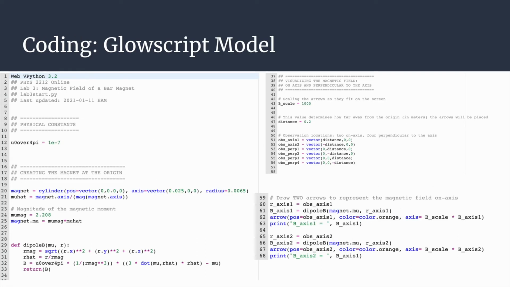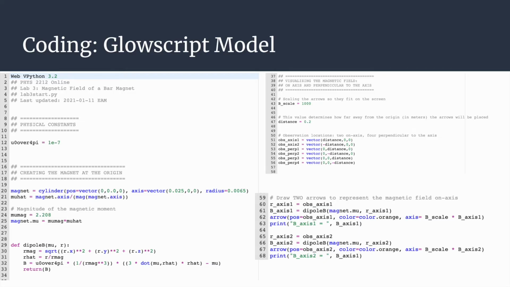Moving on to my Glowscript model, I was able to model the magnetic field of the bar magnet computationally. I first created a cylinder to represent the magnet at the origin, and recorded my value for mu, then defining a function for the magnetic field at any given point relative to the position of the magnet. I then created 6 observation locations, 2 of which being on axis to the bar magnet, and 4 of which being perpendicular to the axis that the bar magnet was on.